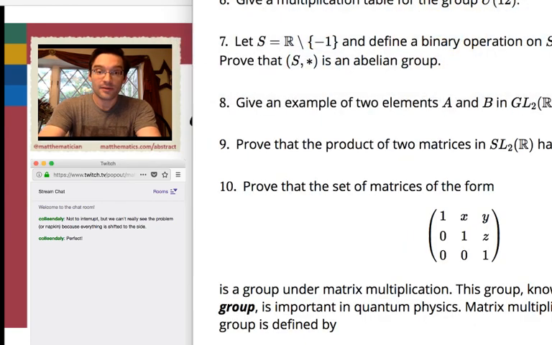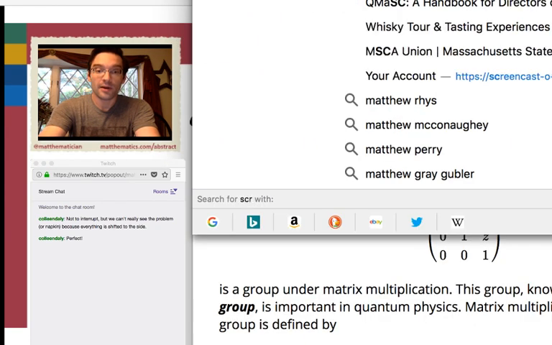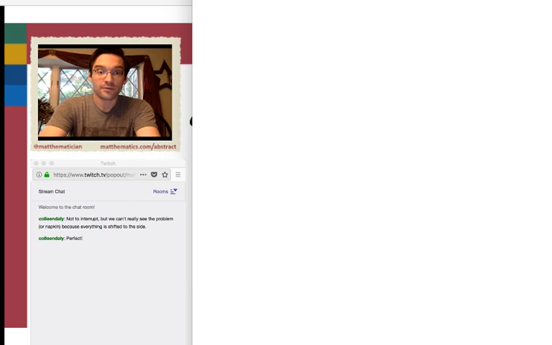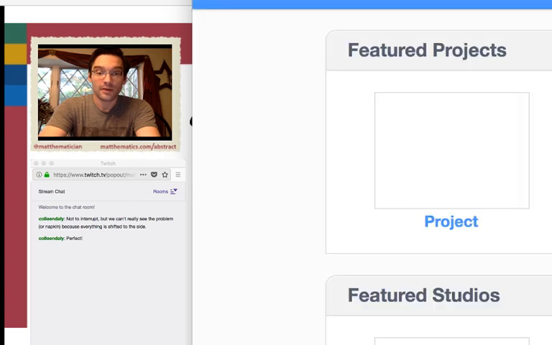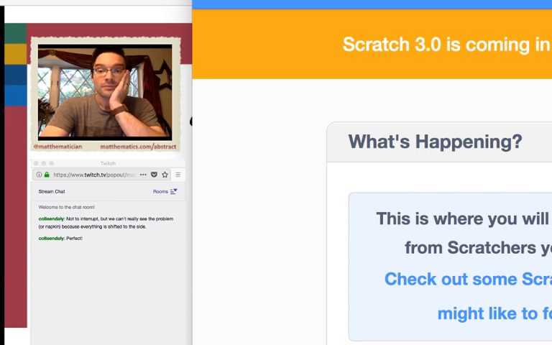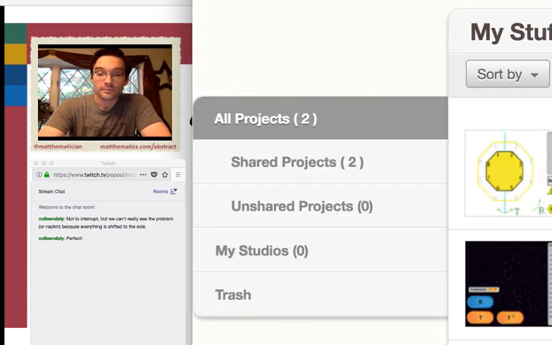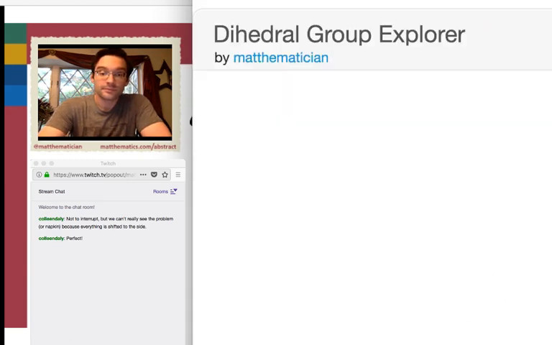I'm going to take this opportunity real quickly here to pull up our dihedral group explorer, just because I can't keep from showing this app off every time I get a chance. Let me load up my Scratch account here. I think because I'm streaming video from my home internet, this is being a little bit slow, but once we get it loaded in here, we'll be okay. Here we go.